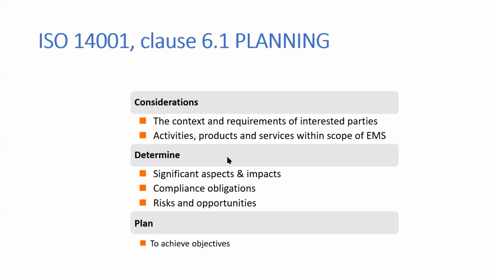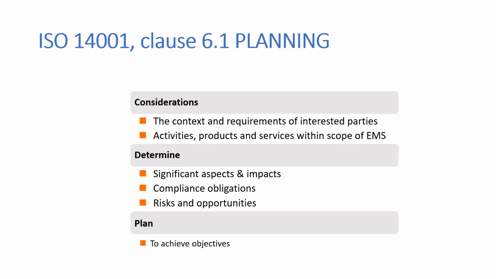So the next thing which we need to consider while we are planning for the EMS management system or health and safety management system, we need to consider the context of the organization and our activities, products and services which we are going to cover in EMS or health and safety management system. What we need to do is significant aspect and impact studies. In case of our health and safety, it will be the identification of hazards, right?